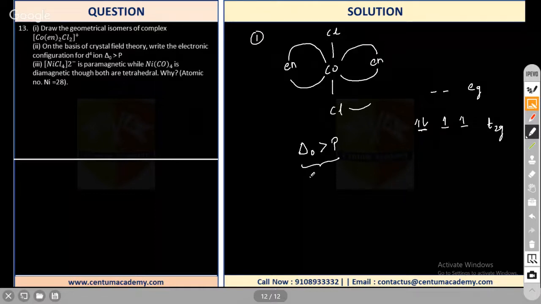So in this case, delta O greater than P, a low spin complex forms. And that is only possible when inner shell orbitals take part in hybridization. Correct, that's the thing. NiCl4, we have done this in class many times. And we have seen this question; it was asked in 2017 also. Yeah, fine.